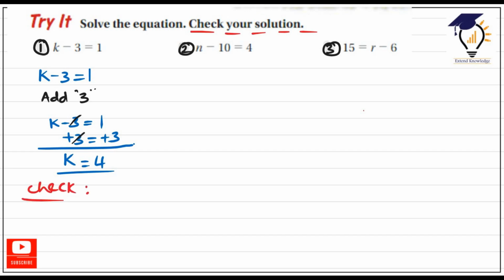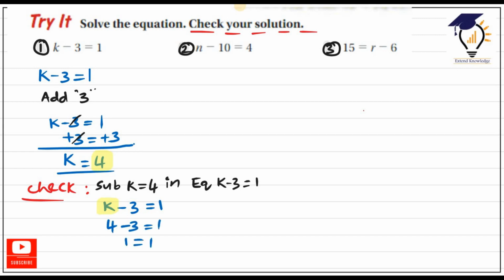To check, we plug the value of k into the given equation. Substitute k is equal to 4 in the equation k minus 3 is equal to 1. Let's see what happens. Just replace k with 4: 4 minus 3 is equal to 1. So we got 1 is equal to 1. The left hand side and right hand side are equal, so we can say the check is completed and we have verified. This is how we check whether our answer is correct or wrong.